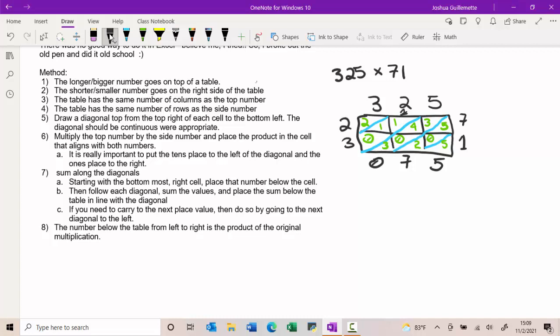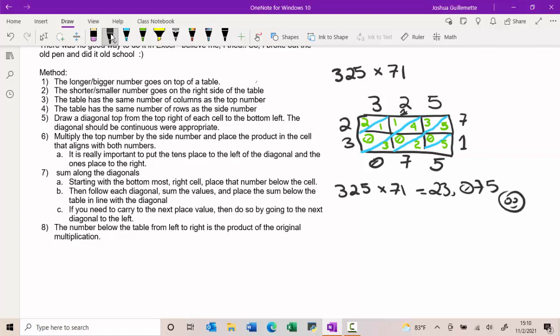And so the number below the table, from left to right, is the product of the original multiplication. So 325 times 71 is equal to 23,075. And that makes us happy.